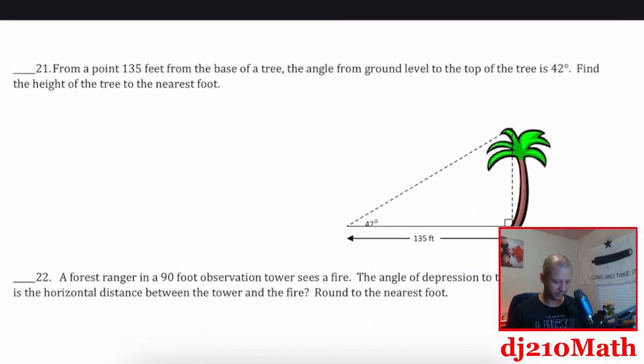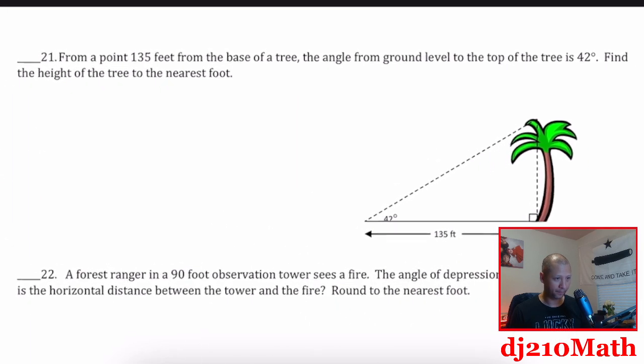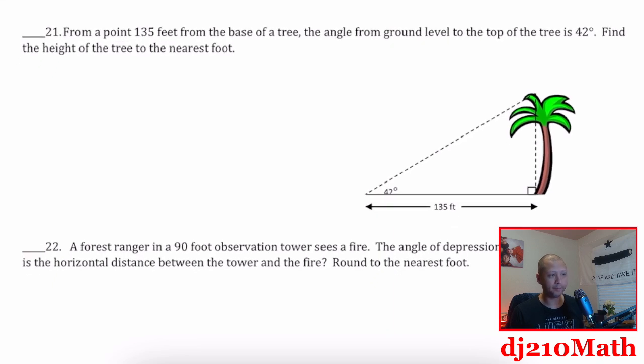All right, 21. From a point 135 feet from the base of a tree. So when you're doing the word problems, you really have to read the problem slowly and understand what's happening so you can get an accurate picture. The angle from the ground level to the top of the tree is 42. Find the height of the tree.